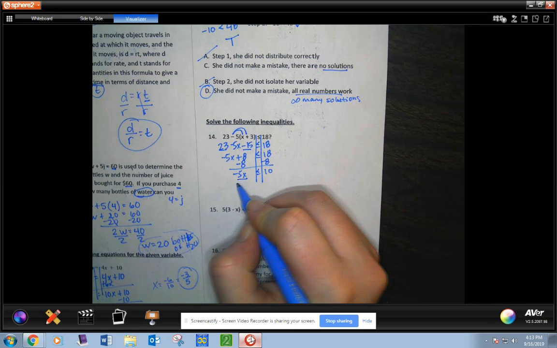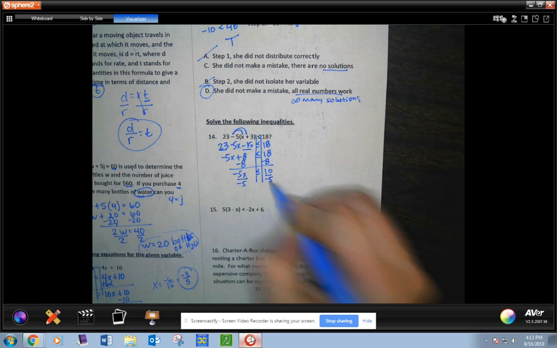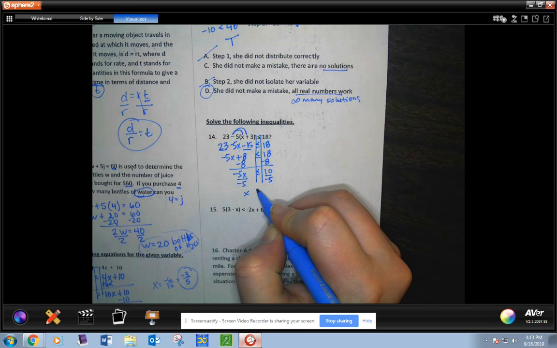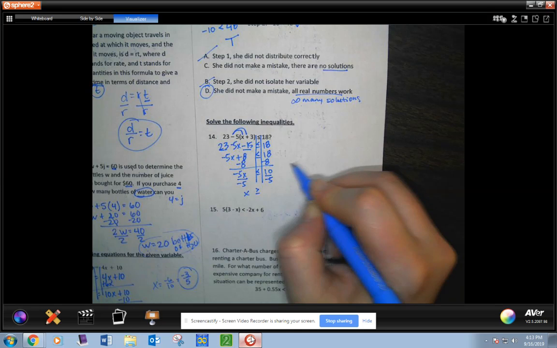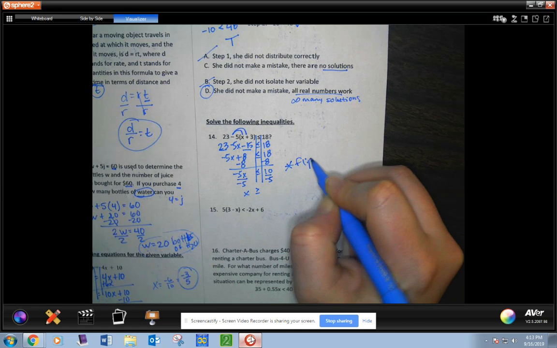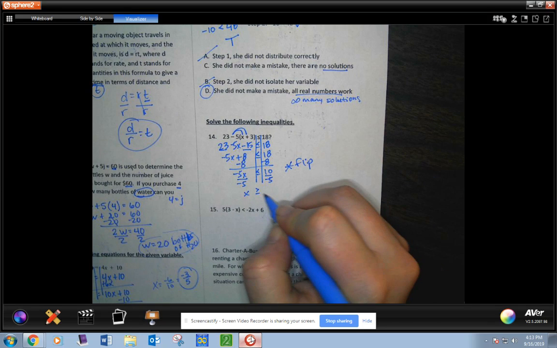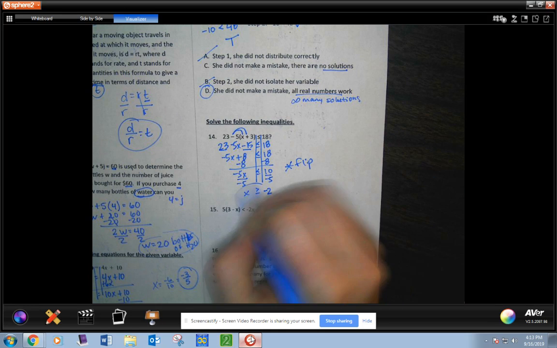And my last step is to divide by negative 5. When you divide by a negative, don't forget you have to flip the sign. So my inequality becomes a greater than or equal to, and this becomes a negative 2. And there's my answer.